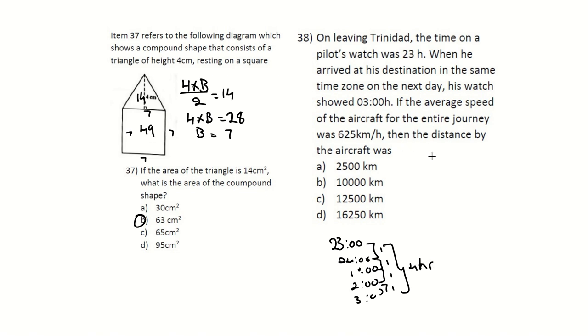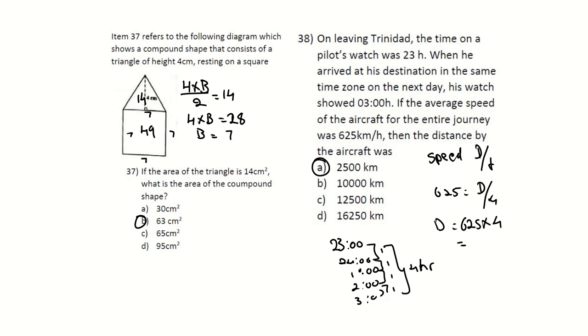So we want to know the speed. If the average speed of the aircraft was 625, we know speed is distance over time. So 625 is equal to my distance divided by 4. My distance would be 625 multiplied by 4, which is 2,500. So the answer for this is E.